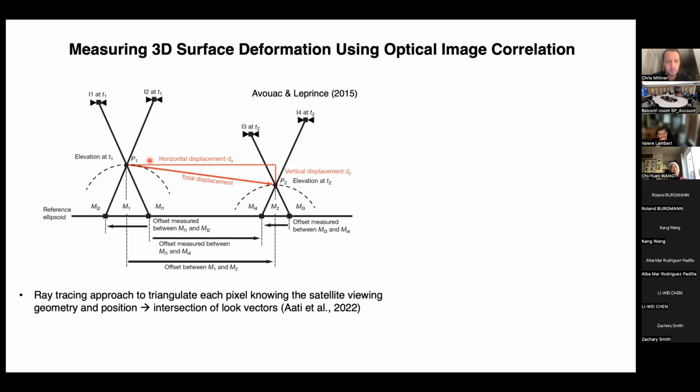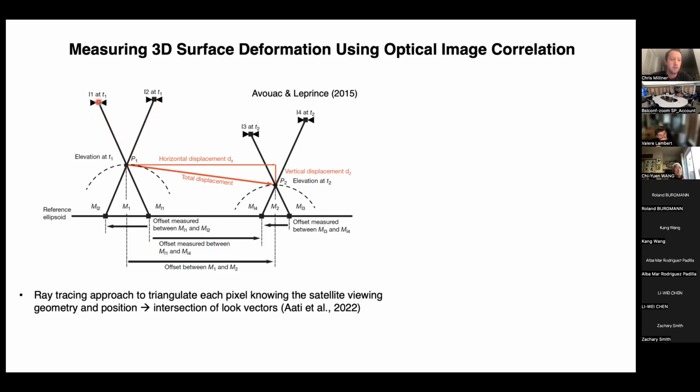And so the new approach that we have now is, instead of correlating just a pair of images before and after an earthquake, what you now need are two pairs. So one pair of images before the earthquake and another pair of images after the earthquake. And the reason why is that if those two images are taken in slightly different look directions, as shown here, you can then triangulate the 3D position of each pixel and then track its 3D change with time and get the full 3D surface displacement.